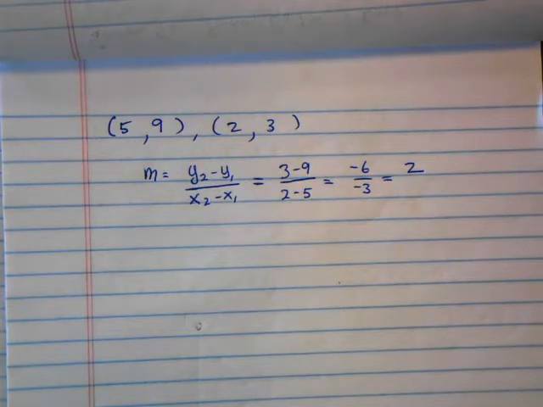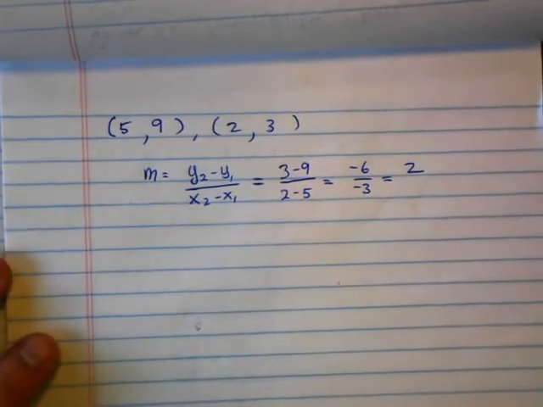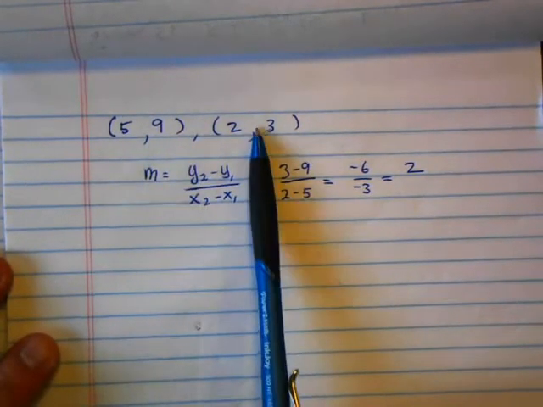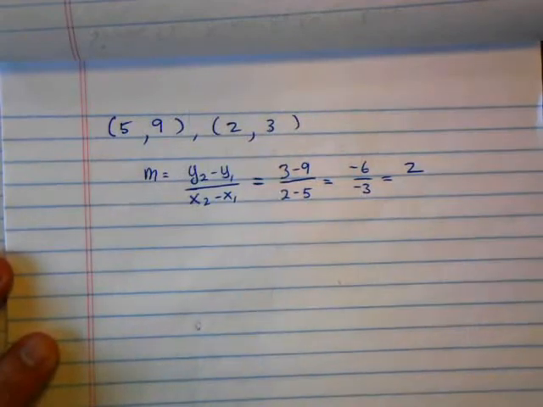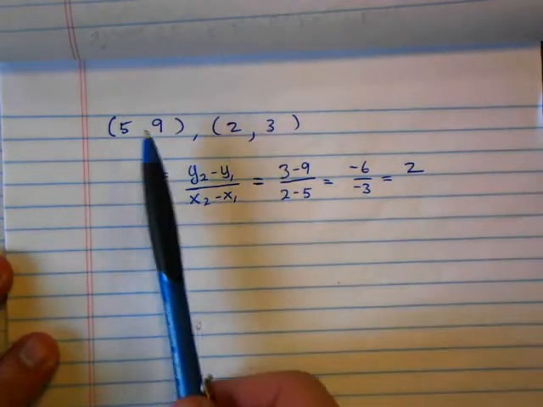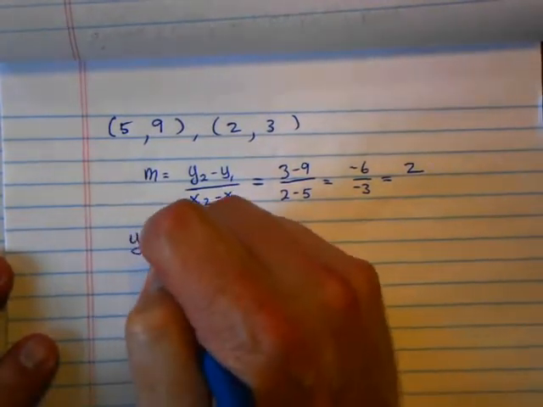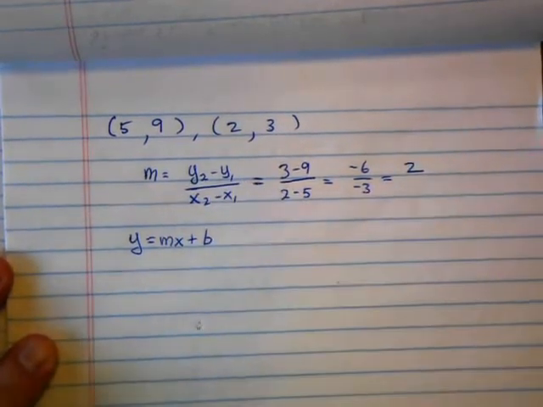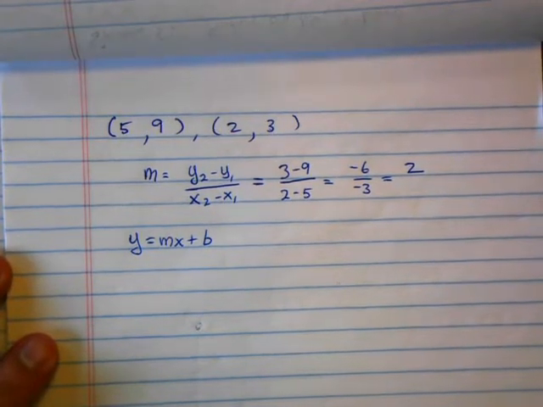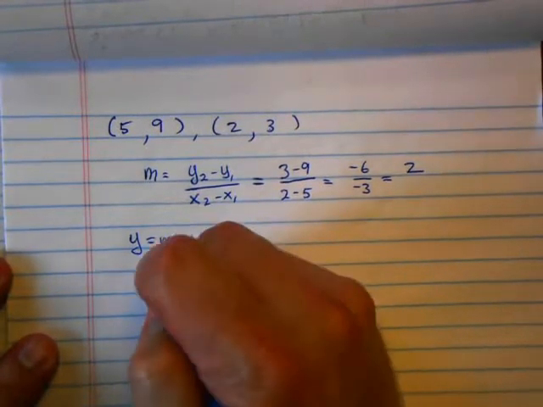Now, from here there are 2 ways to proceed. What I notice with the 2 points that I have is that I don't have the y-intercept. How do I know I don't have the y-intercept? Because I don't have x to be 0. To be the y-intercept means your x value has to be 0. So if I want to use y equals mx plus b, that's okay, but I'm going to have to do some work this time to find the b number. I don't know it right away. So I'm going to do it this way, and then I'm going to do it another way too.